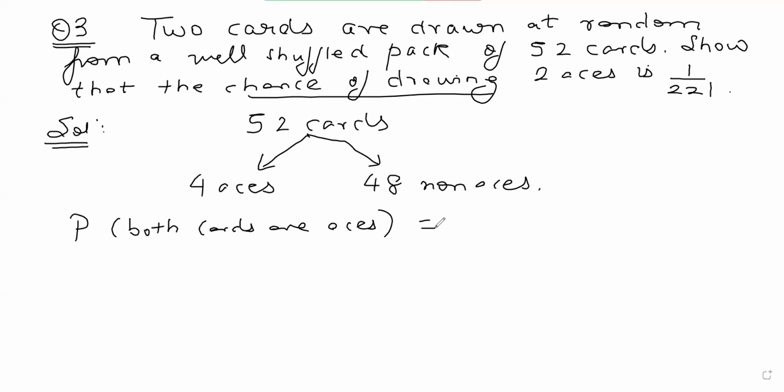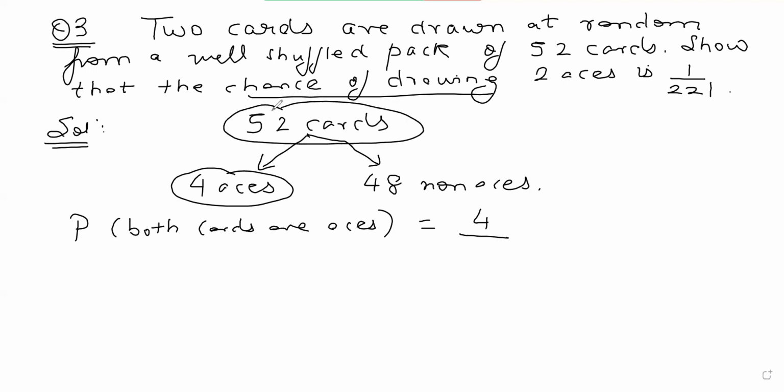So what's the probability of the first card being an ace? Favorable outcomes 4, total number of outcomes 52. And second card being an ace. Now out of 4, one ace is already gone. How many aces left? 3. Out of 52 cards, one card is already chosen. How many cards left? 51. So we just have to use logic. We want both the cards to be aces. The probability of the first card being an ace is 4 over 52. Now that card is chosen and it's not getting replaced.